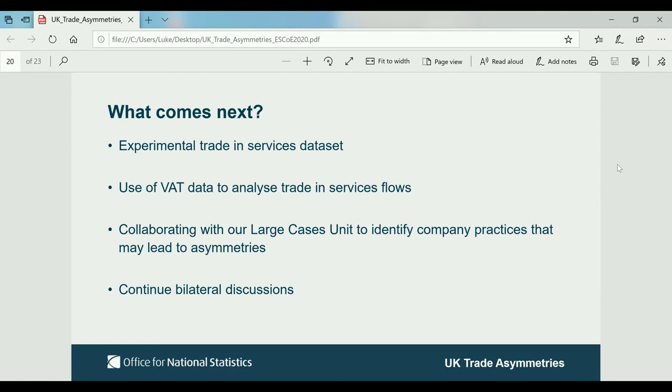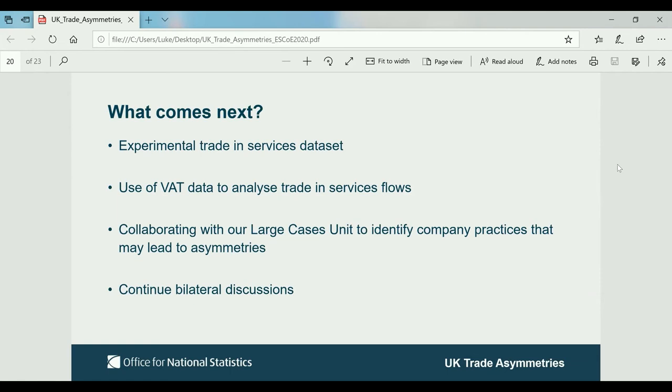We're also looking to make use of VAT data to analyse our trade in services flows, comparing our estimates with that administrative data to understand some of the quality and accuracy of our data and to see whether we can make improvements based on that.